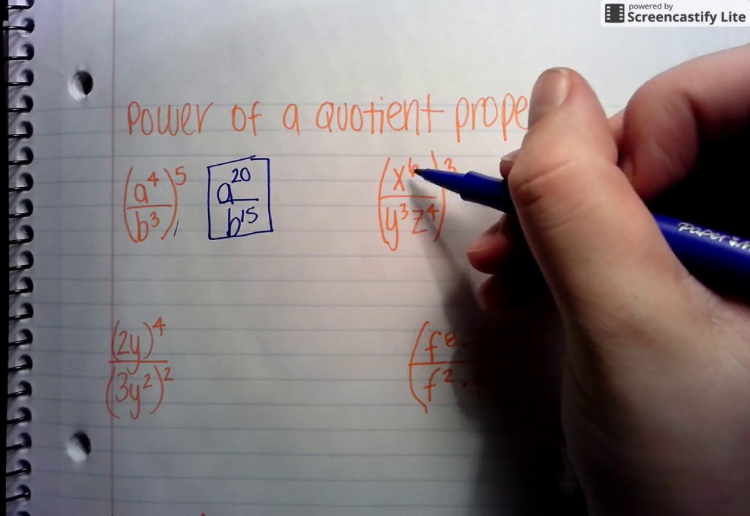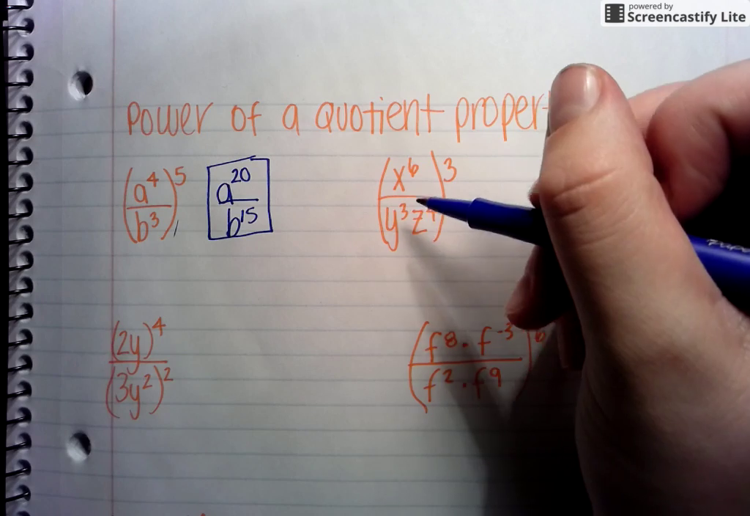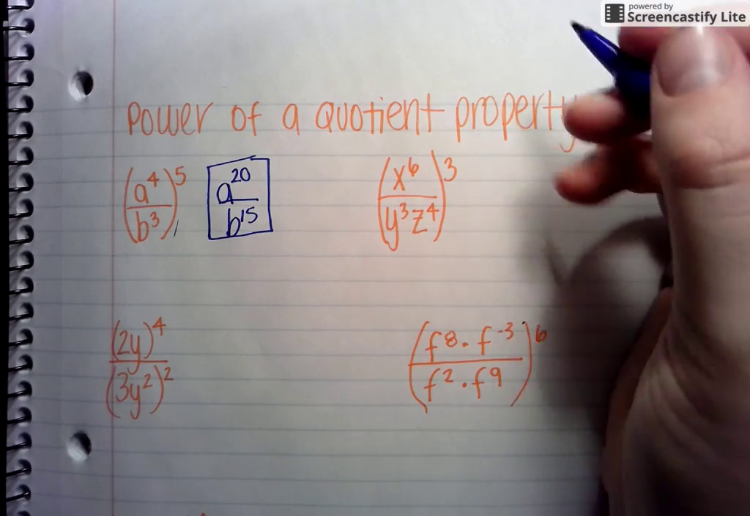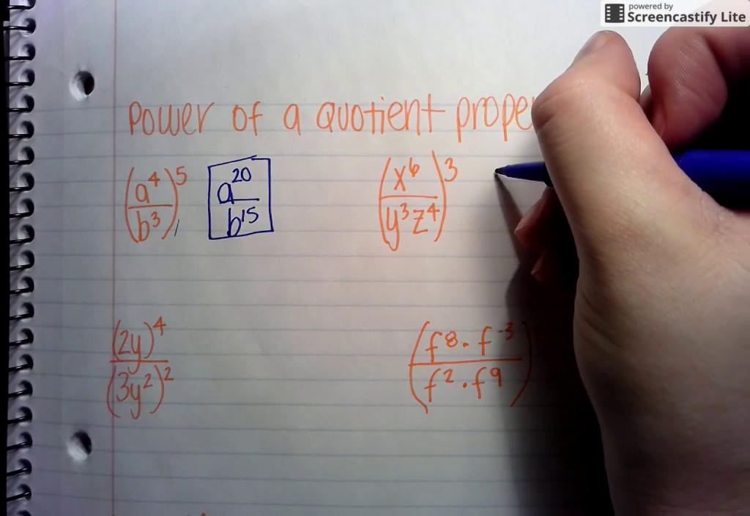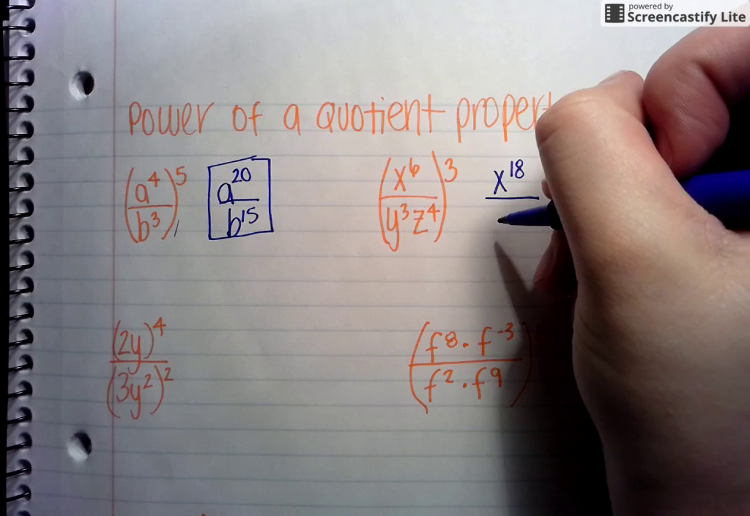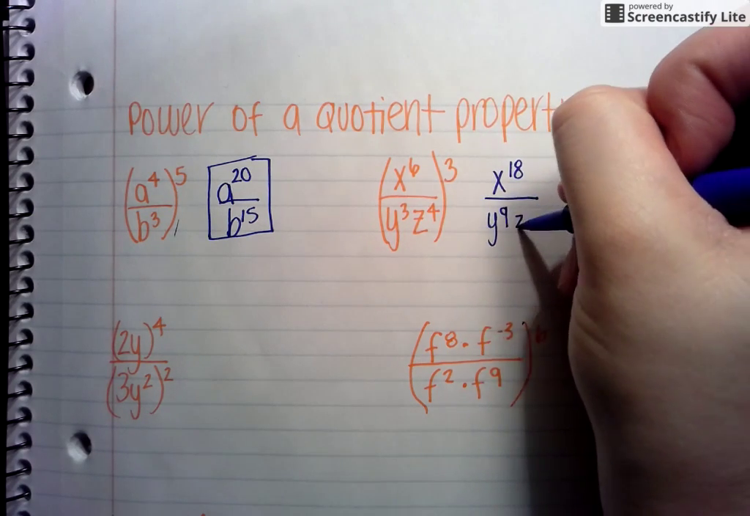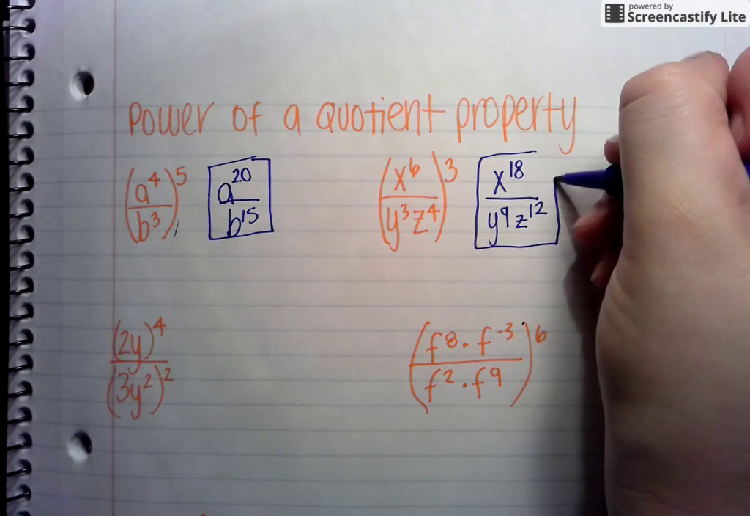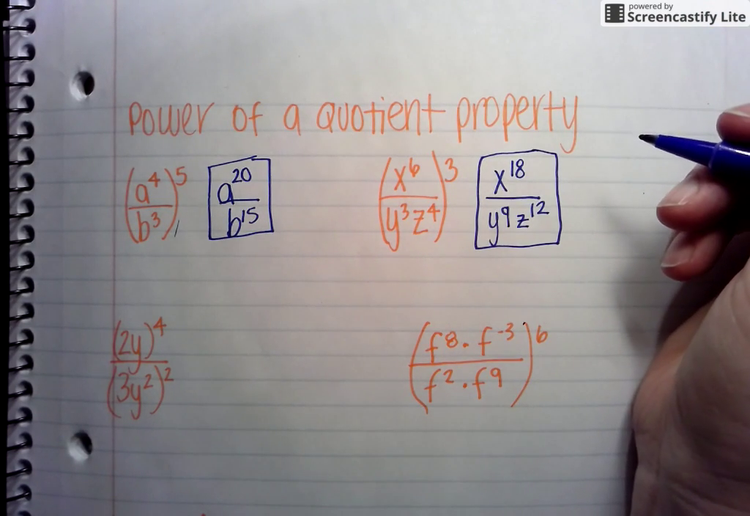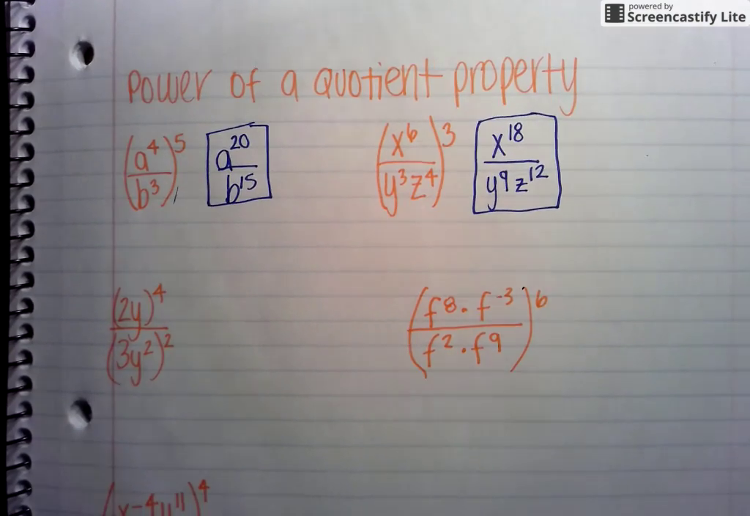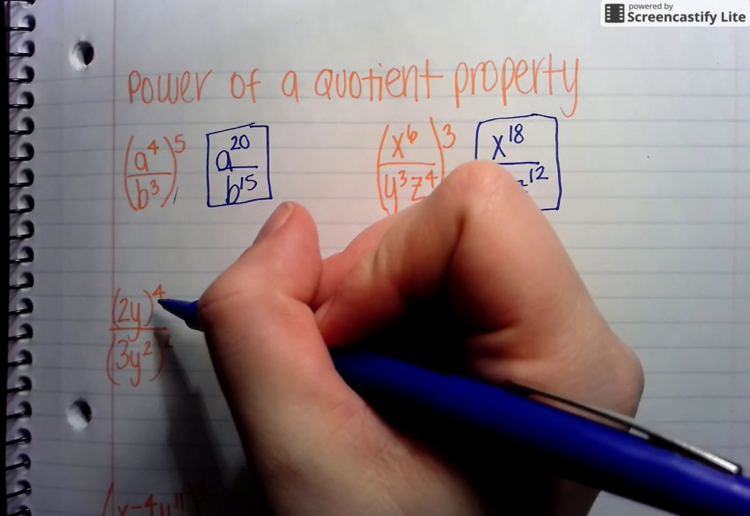Now this one, you have x to the sixth over y to the third power times z to the fourth power, all to the third power. So you're going to multiply that exponent. So you have x to the 18th, and then you have y to the 9th, and z to the 12th. And you can't do anything else because you have positive exponents and you don't have the same base, so you can't combine anything.